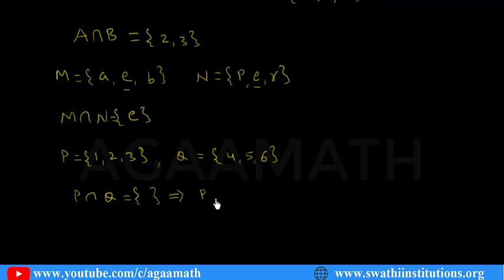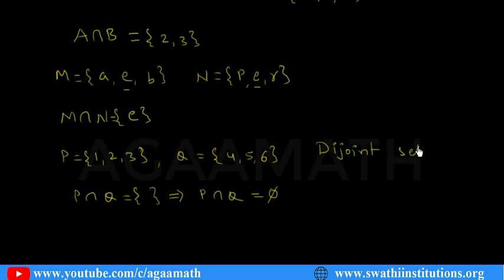So you can even represent this as P intersection Q equals the empty set. It means P intersection Q is nothing, that null set. When you compare two sets and there is no common element, such sets are said to be disjoint sets. So here I can say disjoint sets.